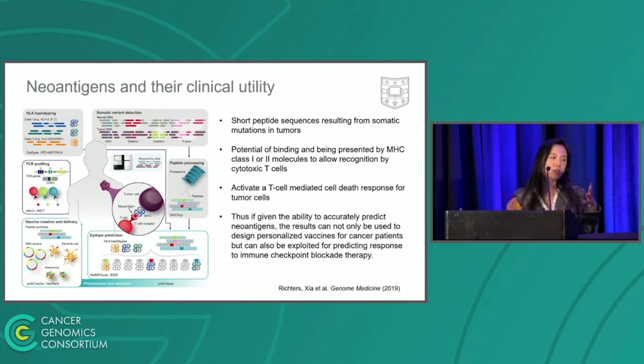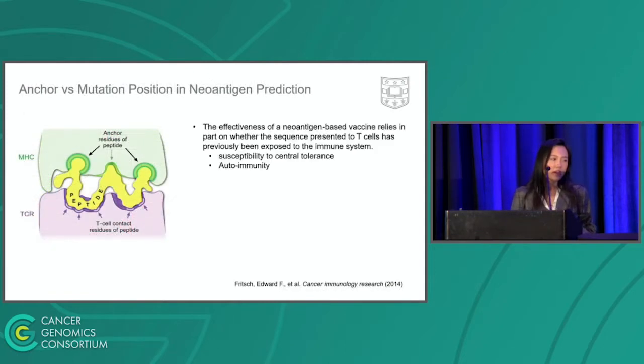And so due to the many steps involved in this process and due to the stochastic nature of the T cell response, neoantigen prediction is quite a challenging problem in the field of cancer immunotherapy. And the effectiveness of a neoantigen-based vaccine relies in part on whether the sequence that's being presented to the T cell has actually been previously exposed to the immune system.